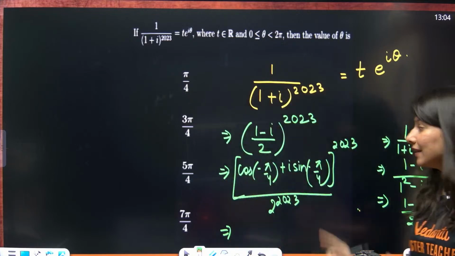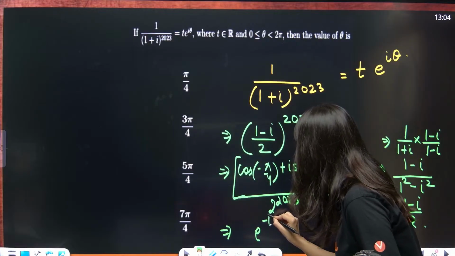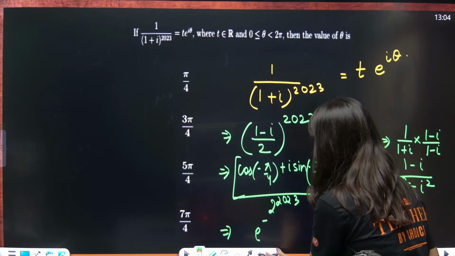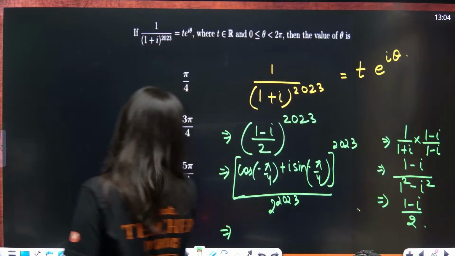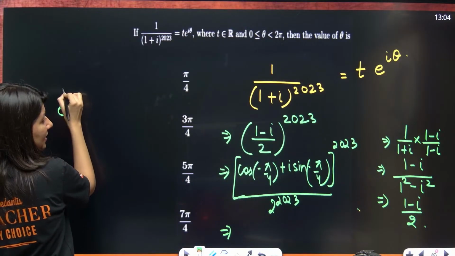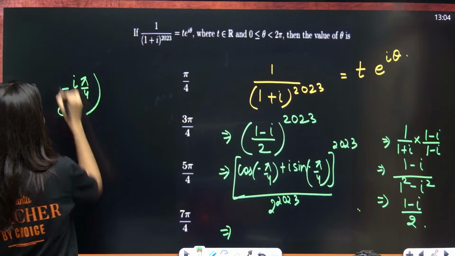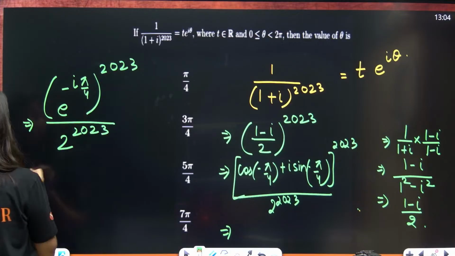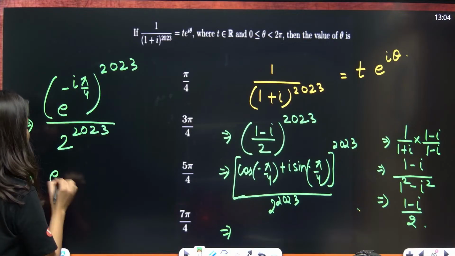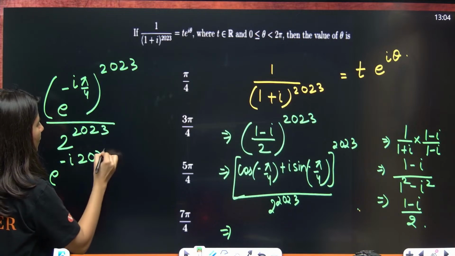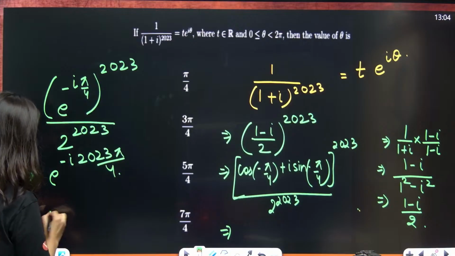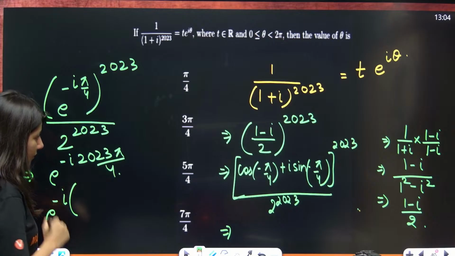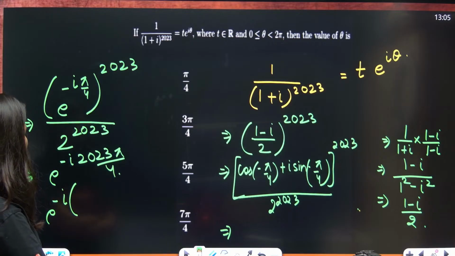And this is Euler's identity also. You can write e power minus iota pi by 4 into c. Let me write it somewhere else. So this is some constant. I am not writing the constant, but this is e power minus iota pi by 4 power 2023 upon 2 power 2023. Okay. Now, e power minus iota 2023 pi by 4. So, e power minus iota. Now, this is what? 2023 pi by 4.